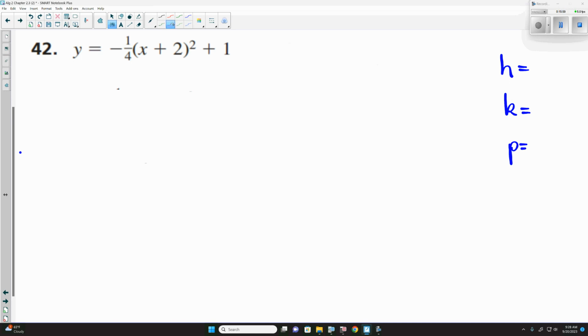Now for this one here, y is to the first power by itself, x is attached to the exponent of 2. So that means this is still matching up with our y equals 1 over 4p times x minus h squared plus k. I started writing and thinking at the same time and just started copying the problem halfway through.